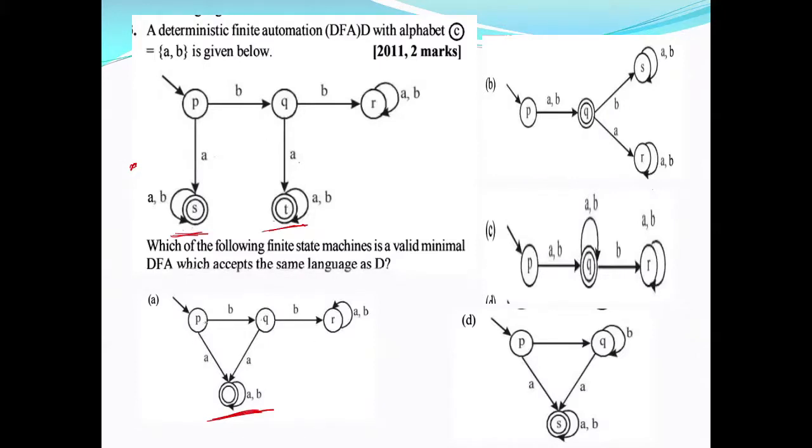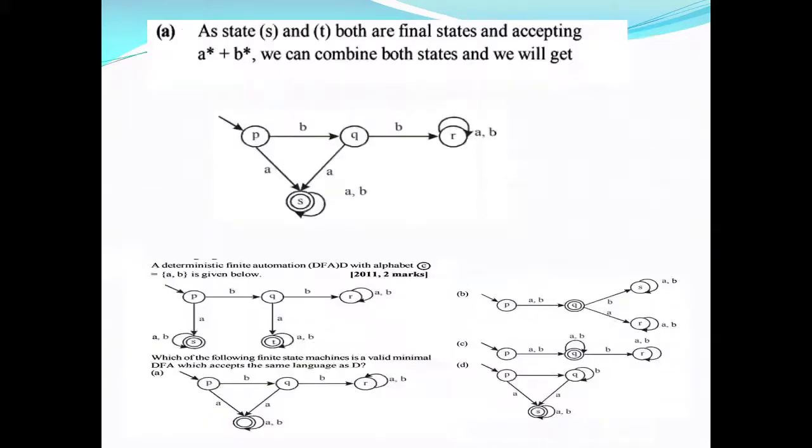Now P and Q. P on B is going to Q, Q on B is going to R, both are different. So this you cannot minimize, right? You will never come back. Once you enter into R, you will never come back, right? So P on B going to Q and Q on B going to R. So this is your minimum state DFA. What is the minimum state?